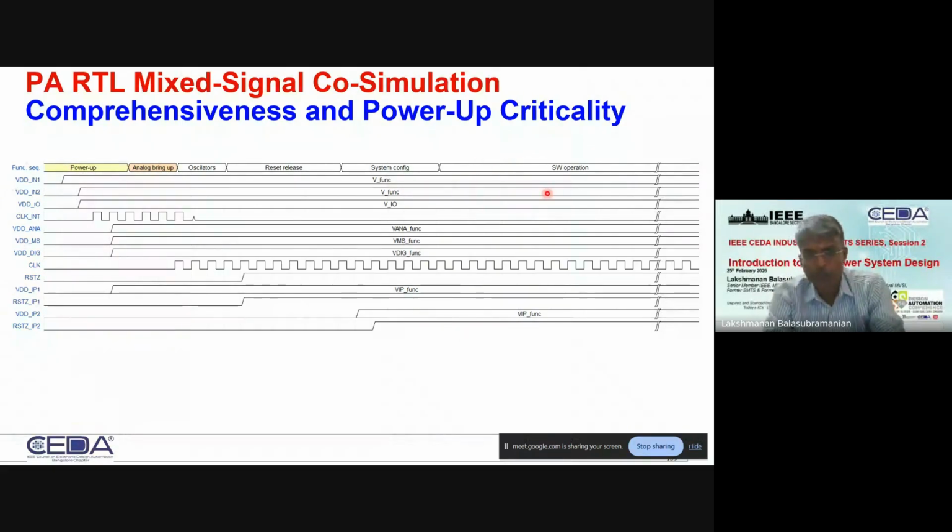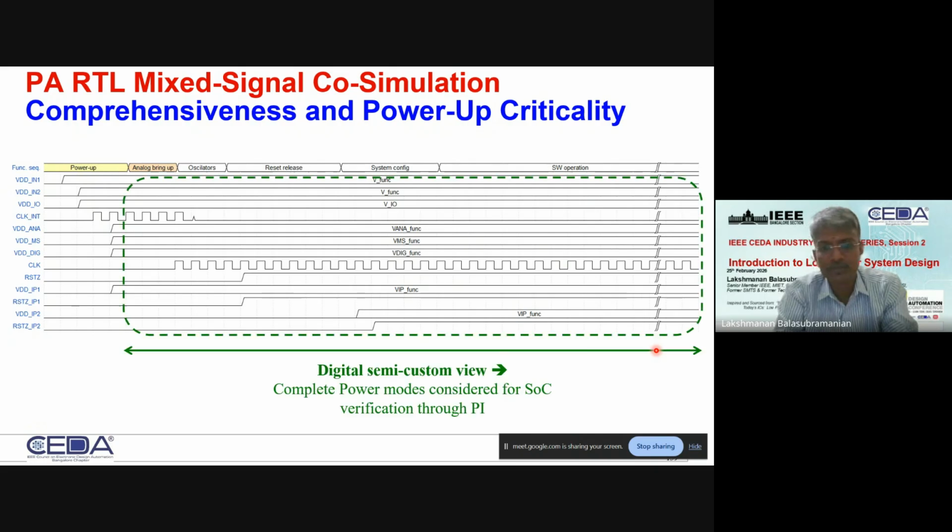When you start user programming, it's possible that you have separate power domains like VDD IP1, VDD IP2, for different IPs. They are powered up and powered down as required. So this is the complexity of the design. Many of the aspects that I'm showing in the white dotted box, the complete power modes, are considered for SoC verification through power intent.